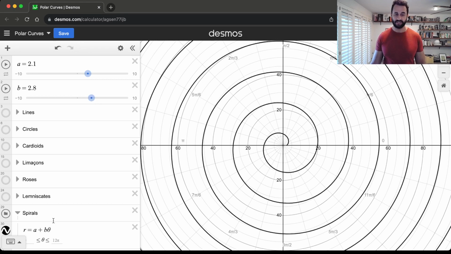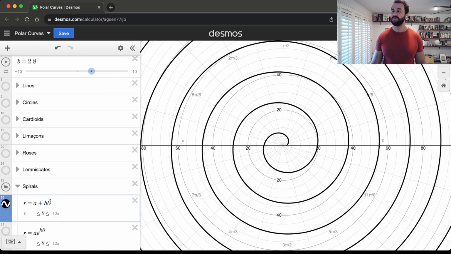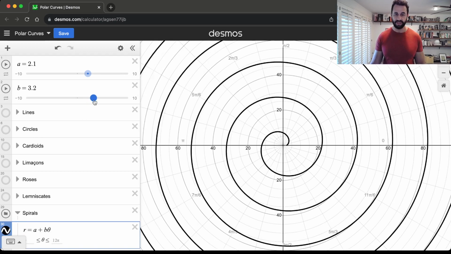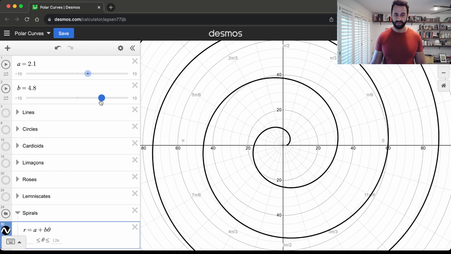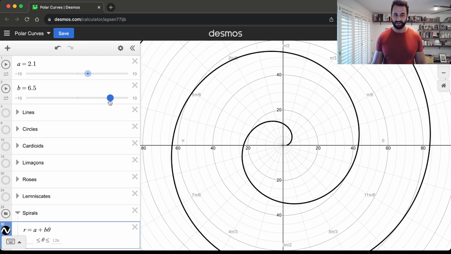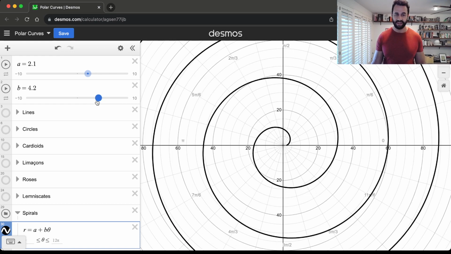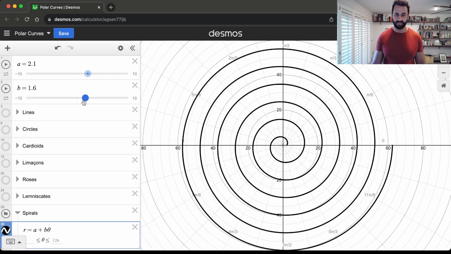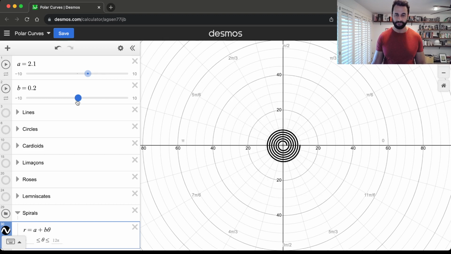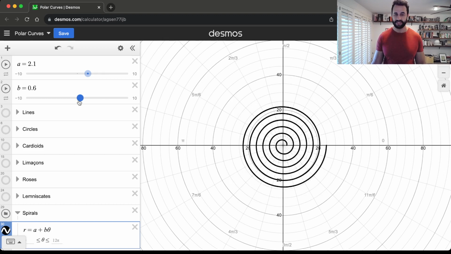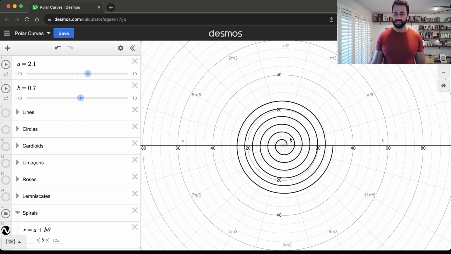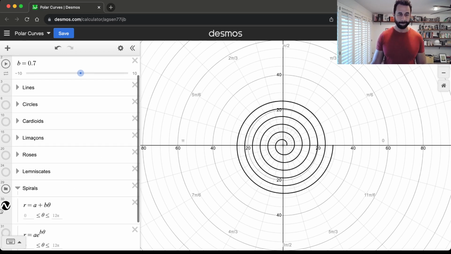b changes the tightness. Remember, this is basically saying how quickly the angle passes through. So if I increase b, it spreads everything out. If I make b very tiny, it starts to pull everything in. So that's an arithmetic spiral. One thing you can see is that these distances are all equal. This is one of the reasons it's called arithmetic, because there's an arithmetic progression as you go through the loops, and they're all the same distance apart.